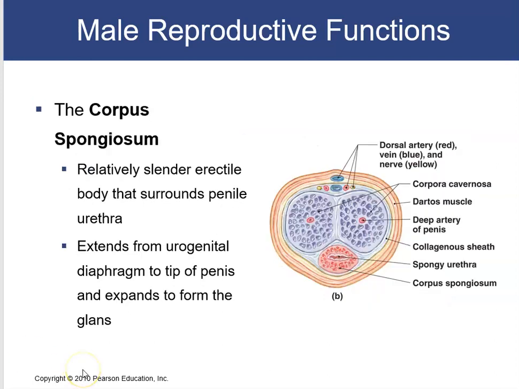The third column is the corpus spongiosum. This is a slender erectile body that surrounds the penile urethra. It extends from the urogenital diaphragm down to the tip of the penis. And this is what is responsible for expanding to form the glans.